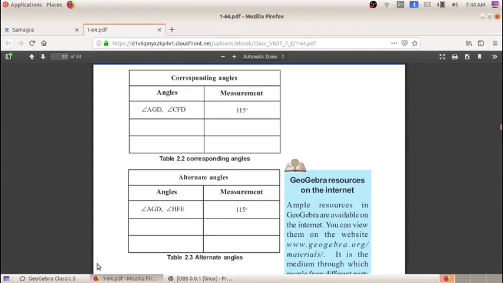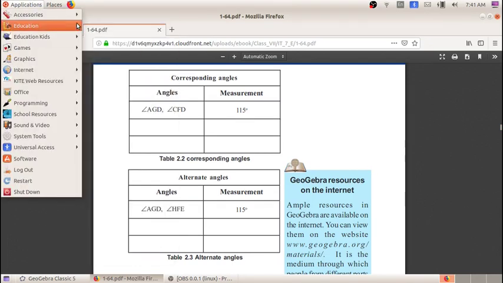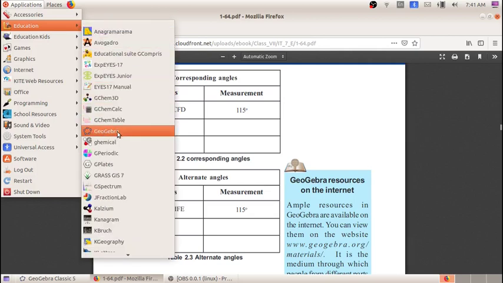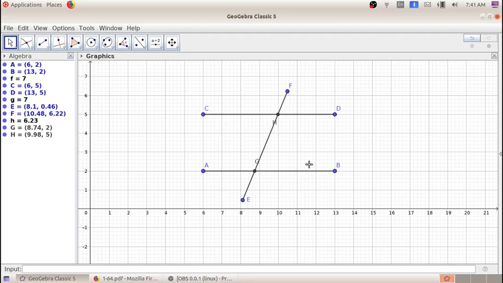So the first one is corresponding angles. How to open GeoGebra? Go to applications, education, and GeoGebra. I have already drawn this because we have already studied this in our last classes. I have drawn 2 segments, and another line intersecting these 2 segments. Here you can see the intersection points. These things we have already studied.